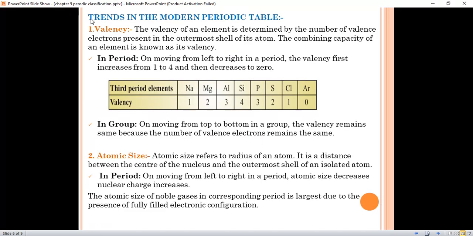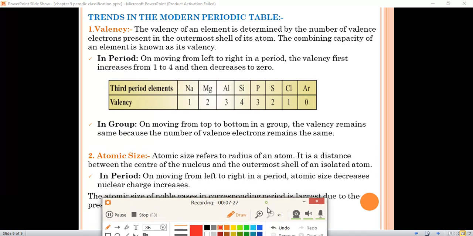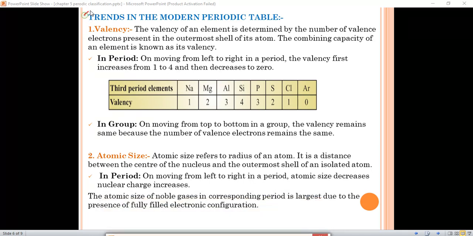Our next topic is trends in the modern periodic table. This is the last topic from this chapter, and very important also from your exam point of view. In every exam, questions are asked from this topic. Important: trends in the modern periodic table.